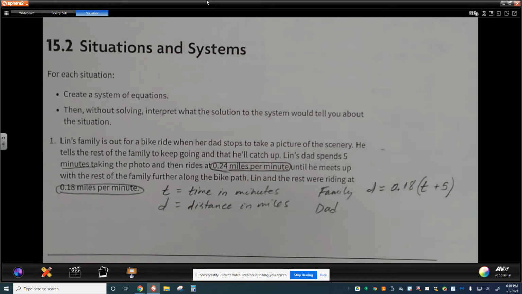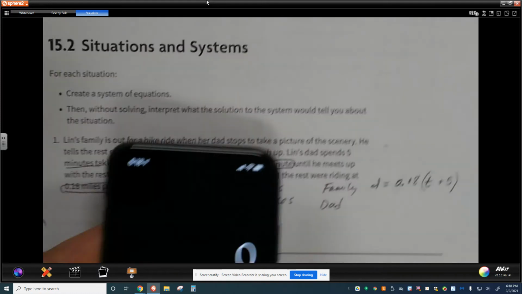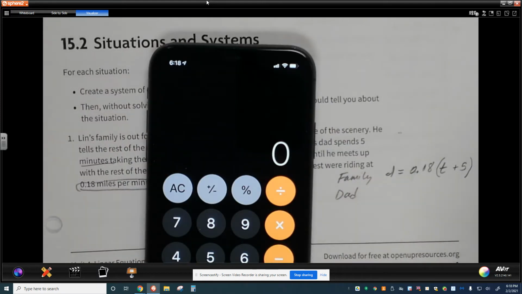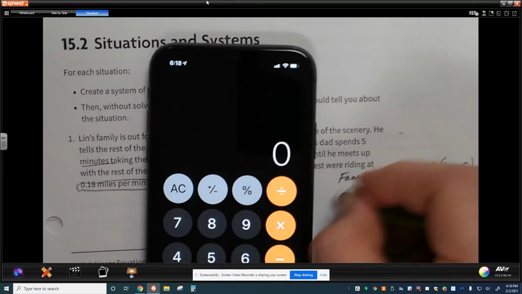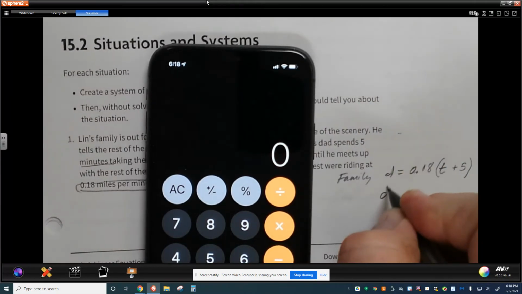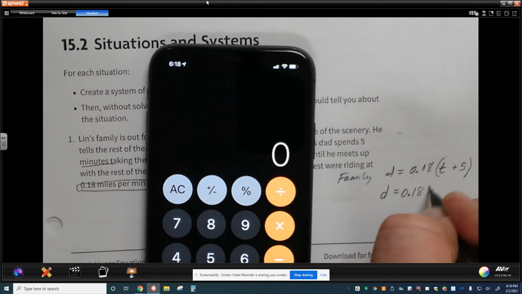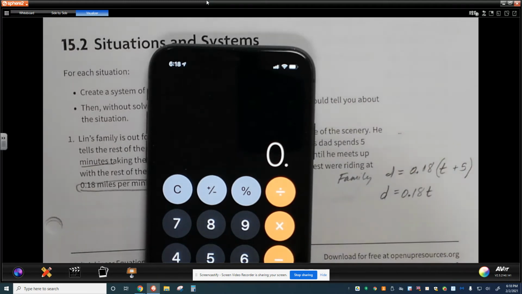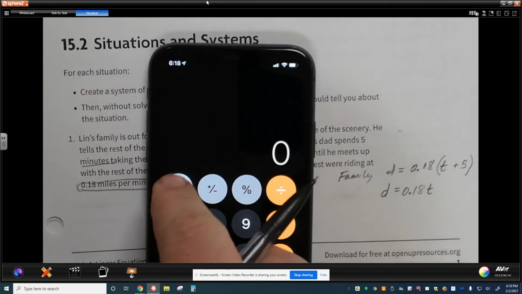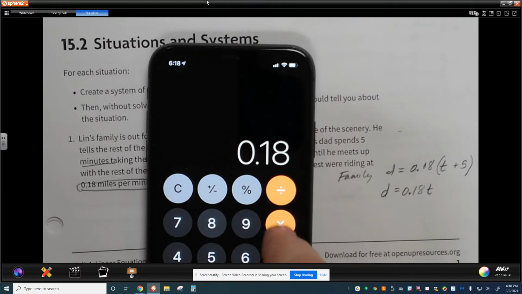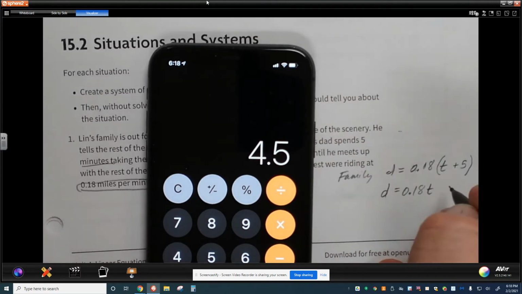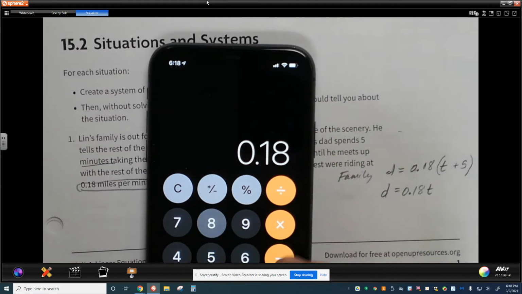So what we need to consider with this is how far were they before dad started riding again? To do that, we're going to do the distributive property, and we'll recognize that the family is traveling indeed at a rate of 1,800 miles per minute. But how far were they ahead when dad finally got going again? They were, after 5 minutes, 4.5 miles. Let me double check. That doesn't quite seem right. 1,800 times 5. There we go.